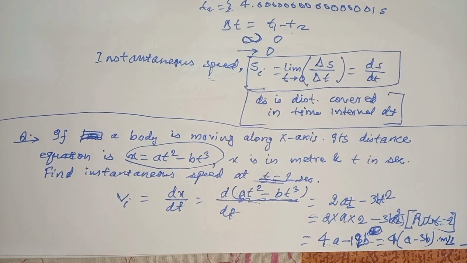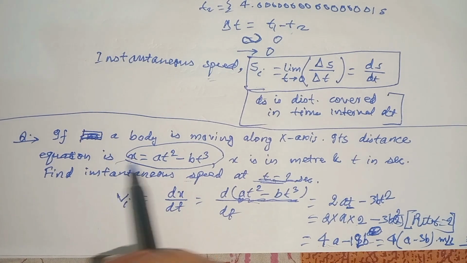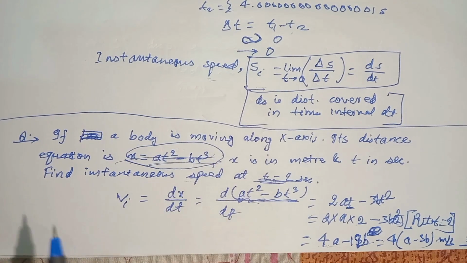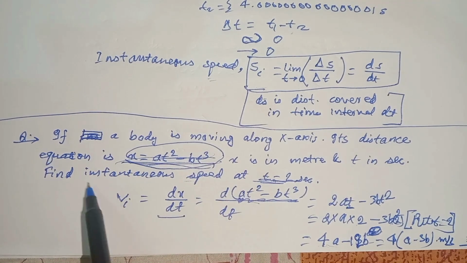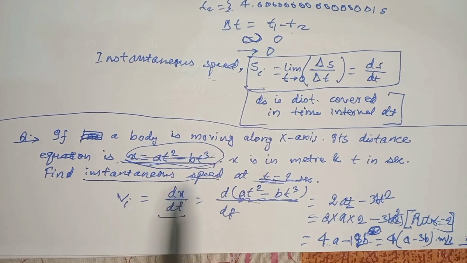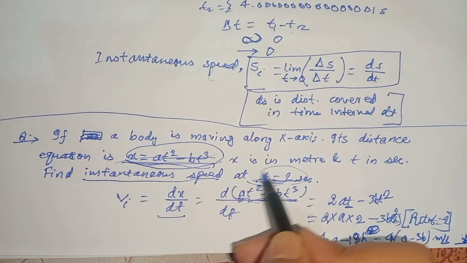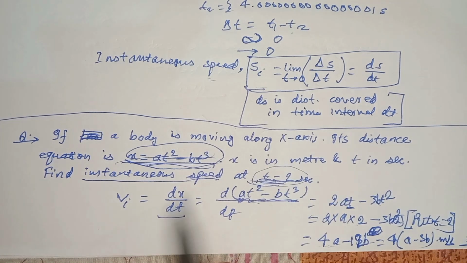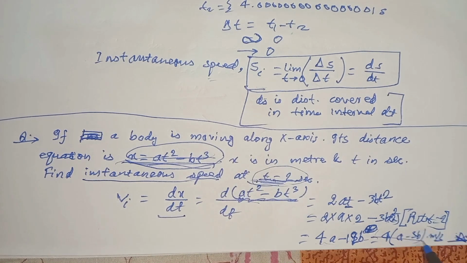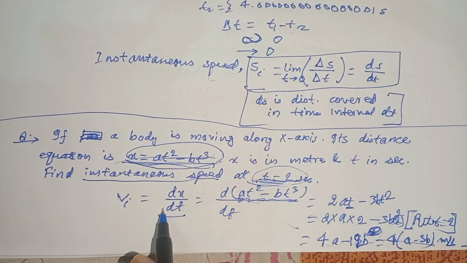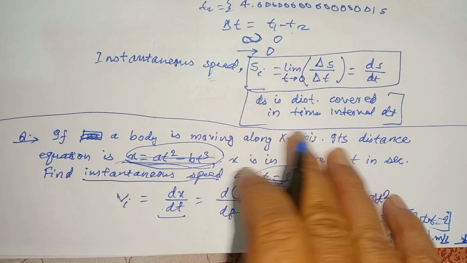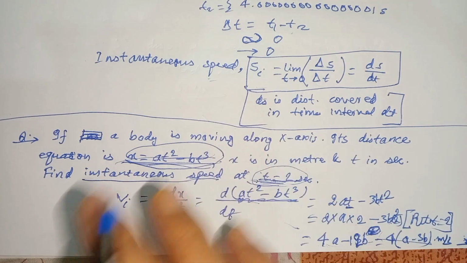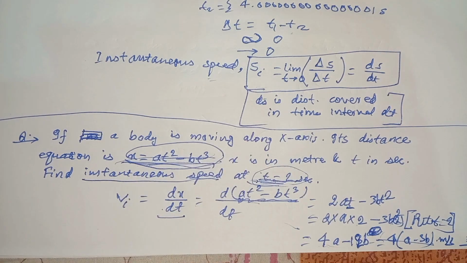What we did, we simply differentiated this equation. In any equation, you simply differentiate it with respect to time if you have to get instantaneous speed, and at t equals 2 seconds, we put it at last after differentiation. Differentiate, put, only 2 steps. Such types of questions are asked in the JEE examinations or board examinations. Okay, thank you.